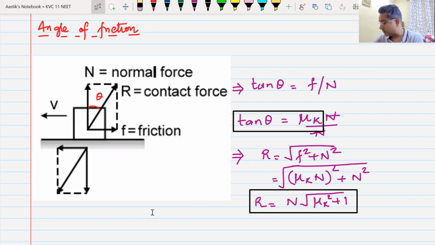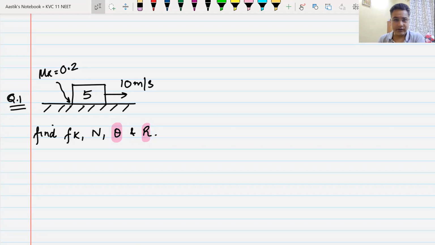And I gave you a question to solve. What about that question? Did we try it? So let us start the class with the same question. I have a block of mass 5 kg kept on a horizontal floor, and this time around I have friction. It is a rough floor. It is moving with a velocity of 10 meter per second. You have to find out the value of frictional force, the normal reaction force, and the angle of friction.